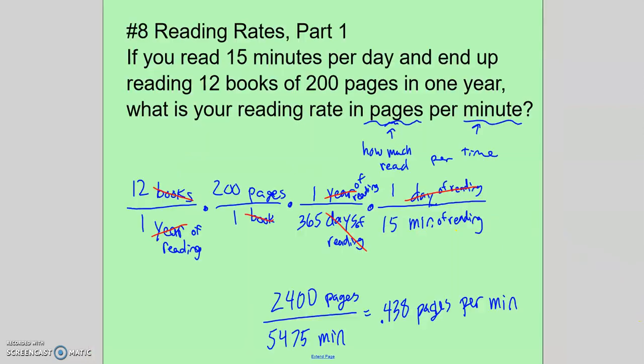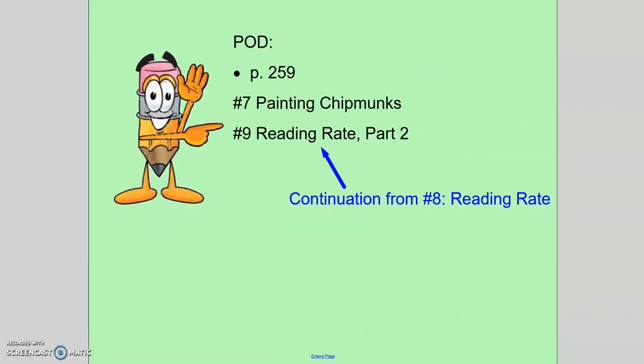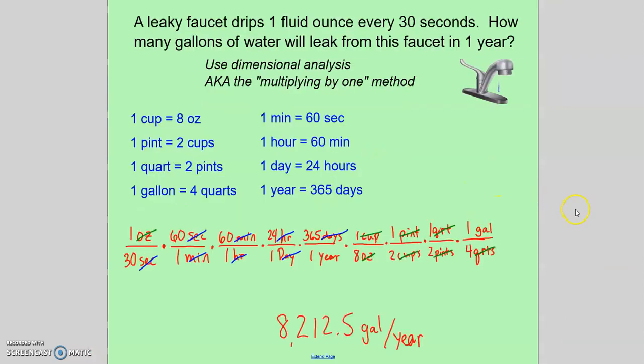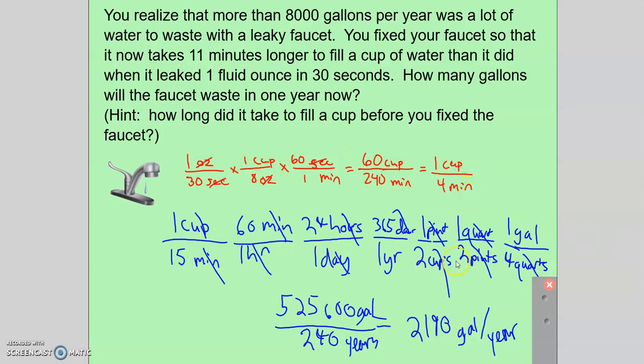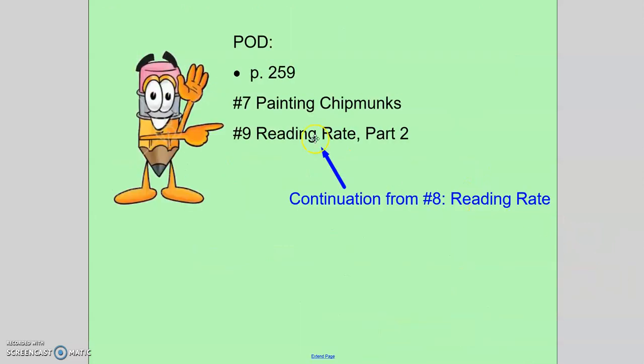So just to review, this is what you should have got for the reading rate part 1. You should have done calculations to get 2,400 pages divided by 5,475 minutes to get about 0.438 pages per minute. And basically, you need to start with this in order to do this problem. It'll be a similar thing where you take what you did before and adjust it based on some new information. But that is your homework, and as always, email me if you have any questions.